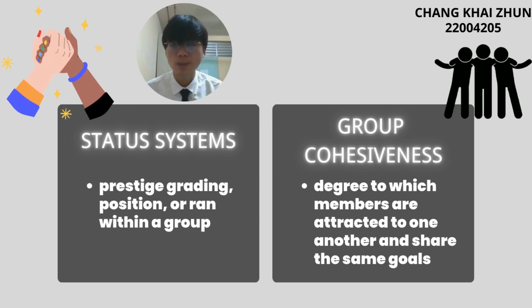Subsequently, status system is a prestige rating, position, or rank within a group. This is an important factor in understanding behavior. Even though this healthcare group works together, they have to be overseen by a primary physician. So there still will be someone in charge on this hierarchy, but they share the work.